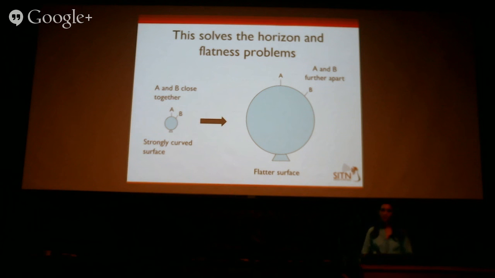This actually solves both the horizon and flatness problems. Getting back to what Stefan mentioned, how if you have two galaxies that are far enough apart, they seem to be moving apart faster than the speed of light, but they're not actually moving. It's the space in between them that expanded.